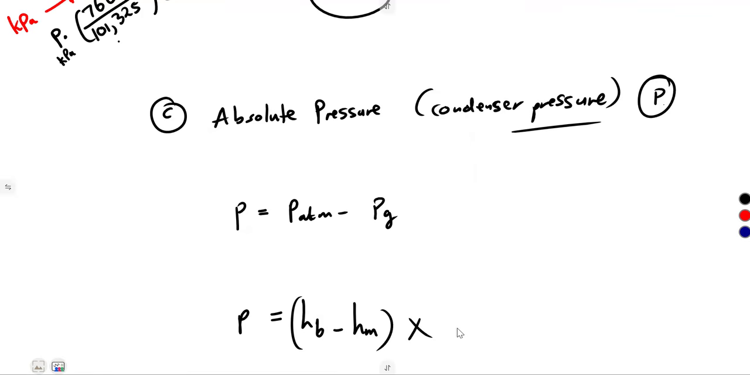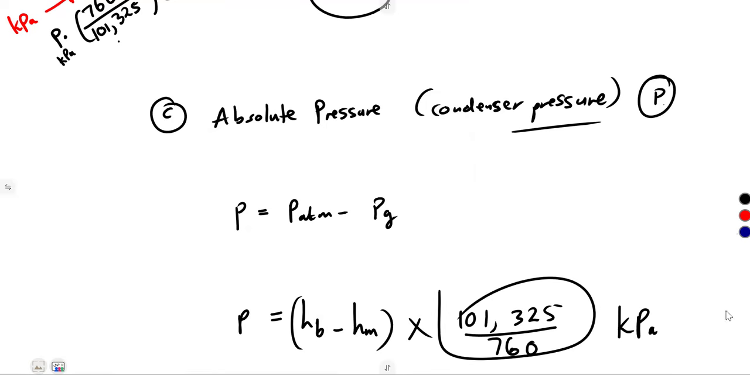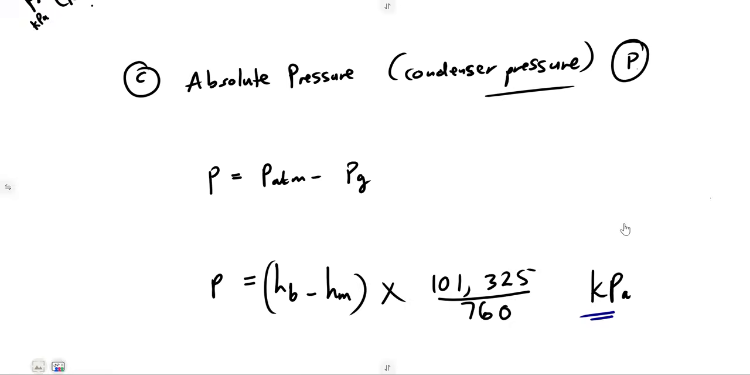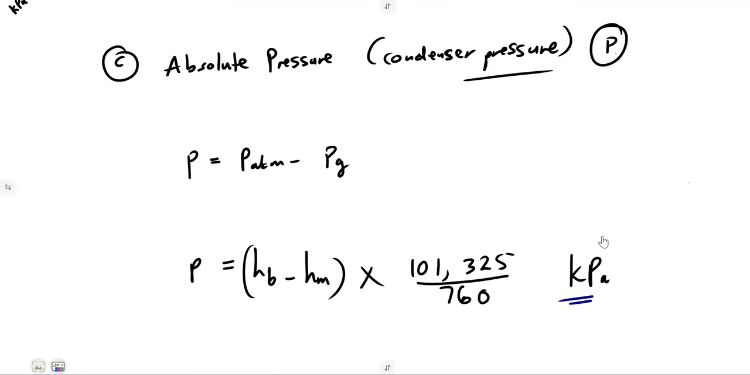times 101.325 over 760. So meaning to say the pressure that we are dealing with is in kilopascal at the end of the day. Remember this thing. So it is in what? In kilopascal.